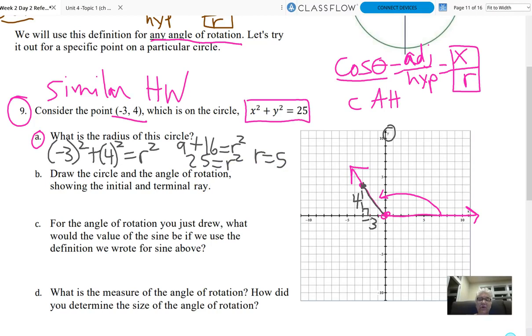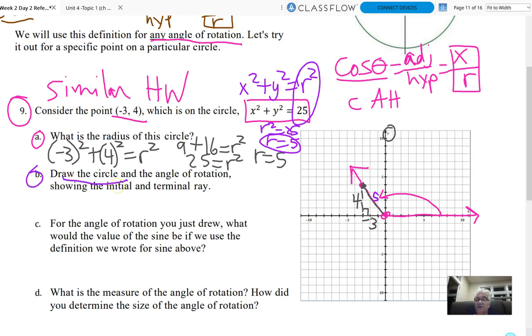There's another easier way to do this. Remember, work efficiently and effectively. If the equation of our circle is x squared plus y squared equals r squared, you don't even need to square -3 and 4. You can say, oh, r squared equals 25, so that means r equals 5. Our radius equals 5. The next step is not calculating anything.